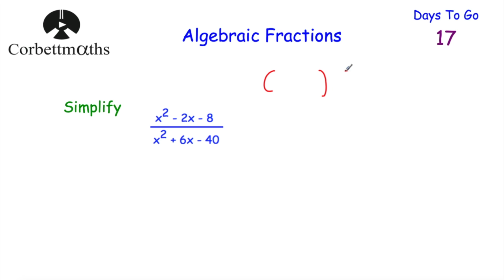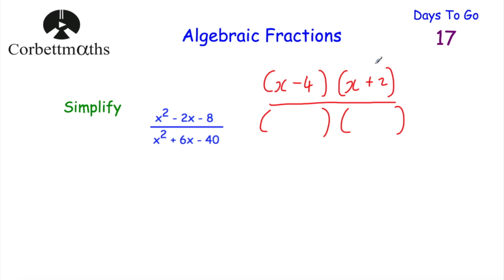So let's put our brackets down, bracket, bracket on the numerator, and bracket, bracket on the denominator. On the numerator, because it's x squared, we're going to put x's at the front of both brackets. And then we want to find two numbers that multiply together to give us negative 8 and add together to give us negative 2. So I'm thinking minus 4 and plus 2, because minus 4 times 2 is minus 8 and minus 4 plus 2 is minus 2. So that's the numerator factorized.